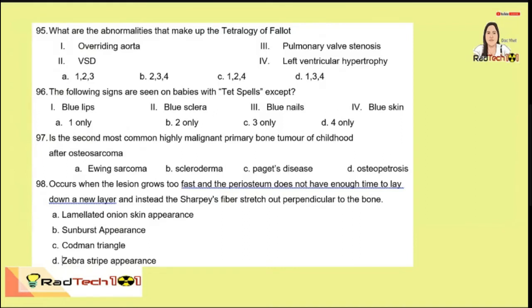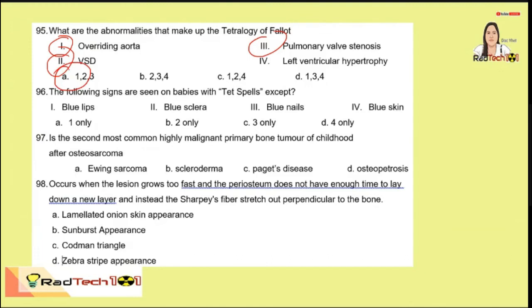95. What are the abnormalities that make up the tetralogy of Fallot? So tetralogy of Fallot is a defect that affects the normal blood flow of the heart. So ang abnormalities niya include overriding aorta, VSD or the ventricular septal defect, and pulmonary valve stenosis. So 1, 2, and 3 only.